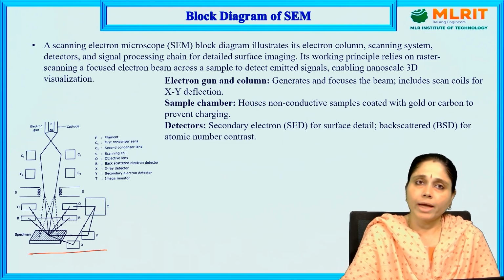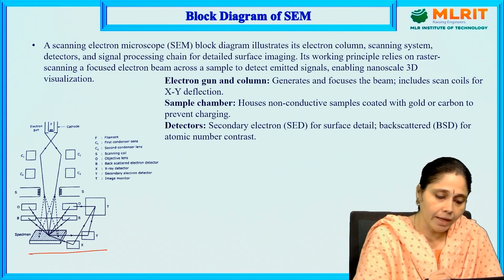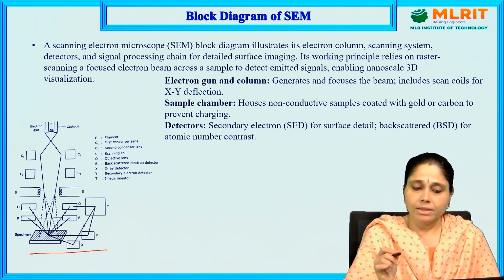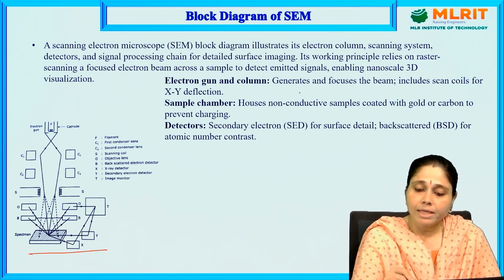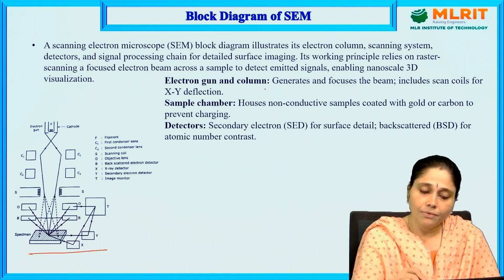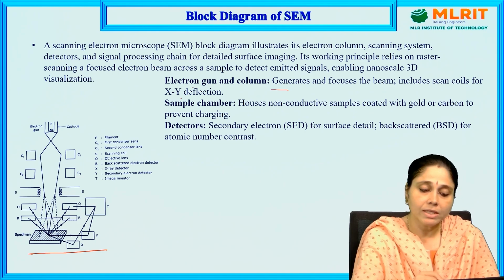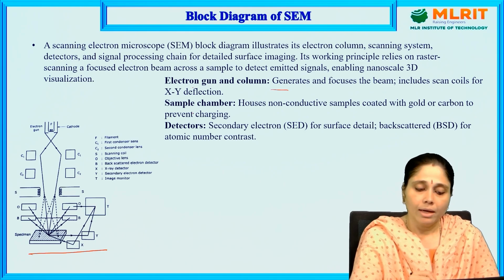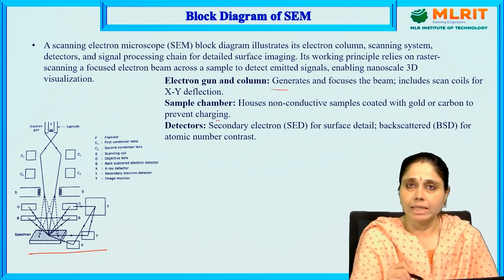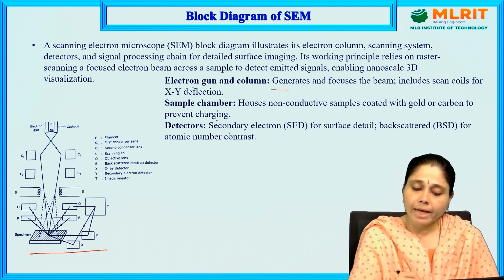Look at the complete block diagram. What are the components? First, the electron gun and column generate and focus the beam, and include scan coils for XY deflection. The sample chamber houses non-conductive samples coated with gold or carbon to prevent charging. Detectors: secondary electrons for surface detail, and backscattered electrons for atomic number contrast.